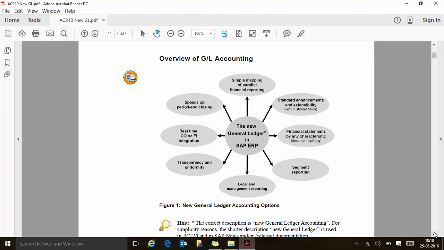Speed up processing period end closing. That's what I just mentioned. Your period end closing is sped up. No reconciliation at the month end. And when there is no reconciliation at the month end, it is easier to actually complete the month end activities.